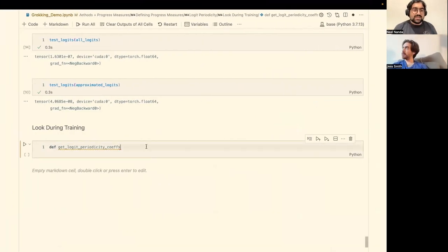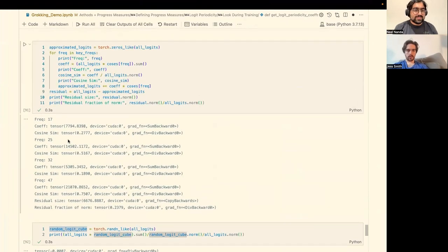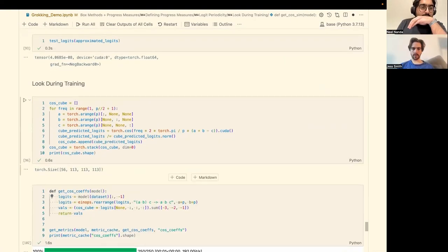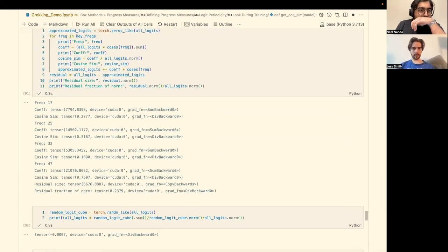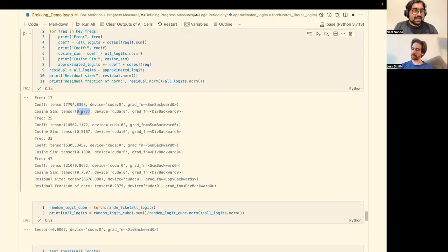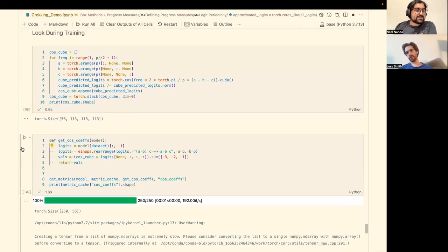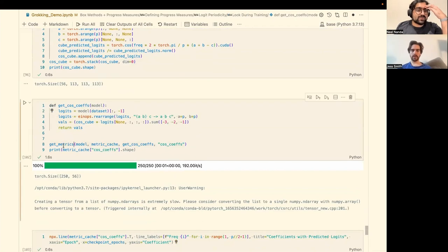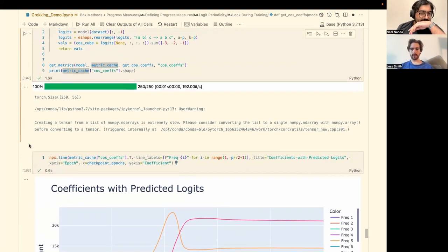I'm going to do a bit of a time skip where I go and code up nice vectorized versions of these things that I showed earlier. Cool. So what I've just done is written some somewhat more vectorized and efficient code to calculate this number and this number for every frequency for every checkpoint, which only takes a few seconds to run. I've made this function called getMetrics, which just runs this function on every model checkpoint and then stores it in this dictionary called metric cache.